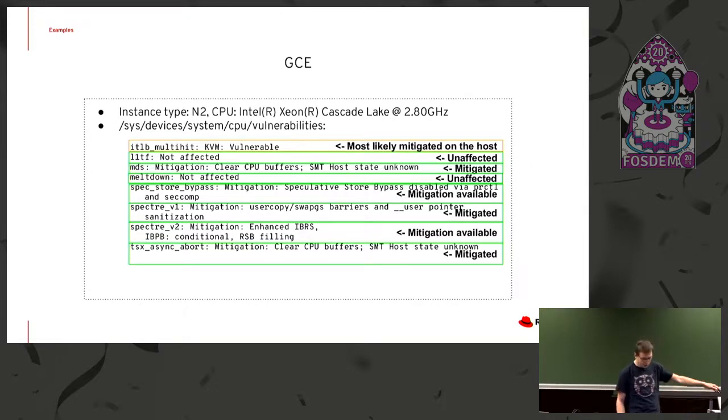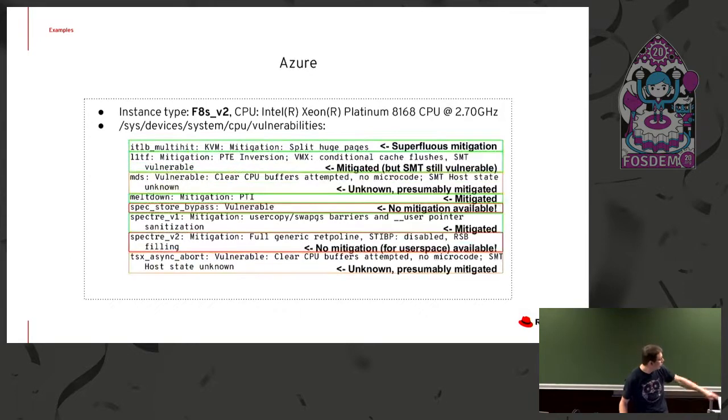But for example, STIBP, which is mentioned here as disabled, is not a great way how these features are presented. I actually sent an RFC to print STIBP as not available, meaning you don't have support in hardware, because here it says it's disabled. You don't know if it's disabled by the kernel, by you, or there is no hardware support for that.